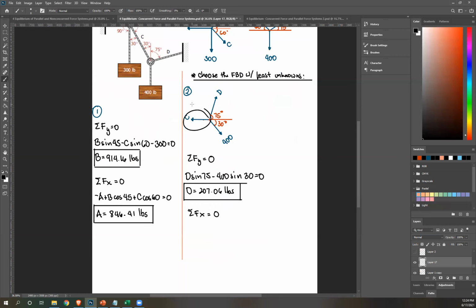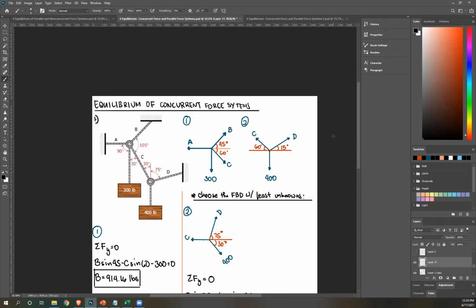C is to the left, so negative C. D is to the right, so positive D cosine 75. This is also to the right, so positive 400 cosine 30 equals 0. Again, D is 207, so I can solve for C. Solving for C, you should get 400 pounds. And then afterwards, you can move on to the next free body diagram.